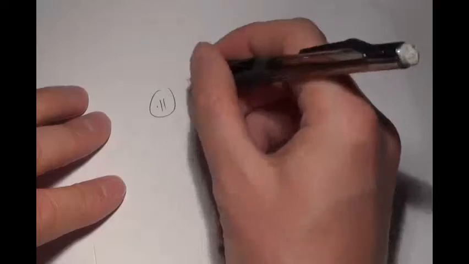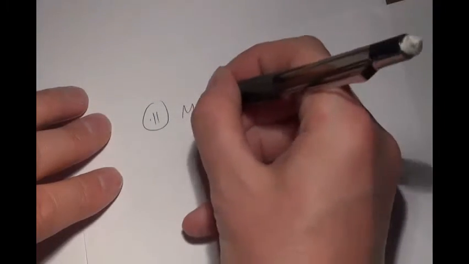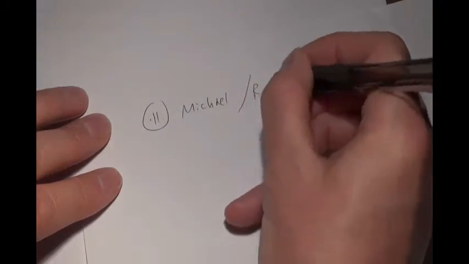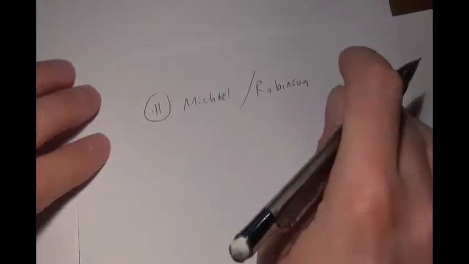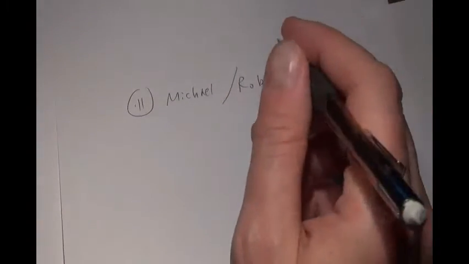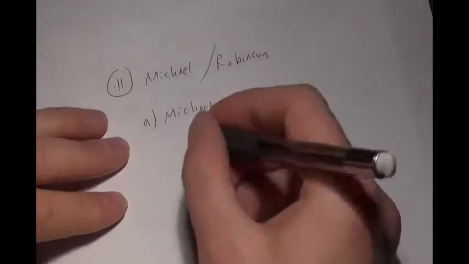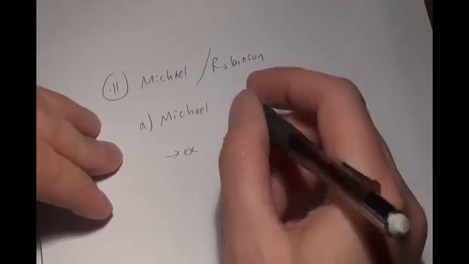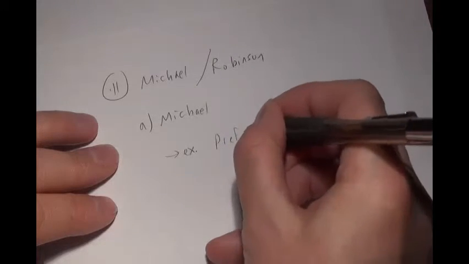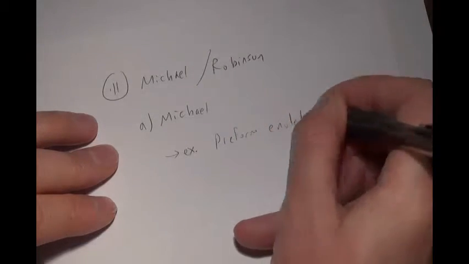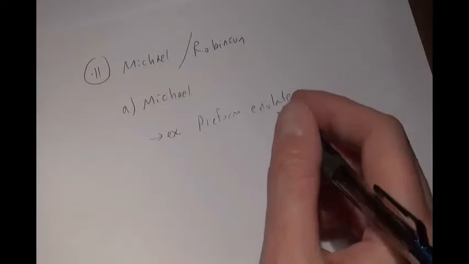So we're on 11, which is what I'm going to call Michael/Robinson. And we're still really talking about the Michael. Let's show another example of preforming the enolate. So we're going to use a stronger base this time, and it's essentially the same exact thing.